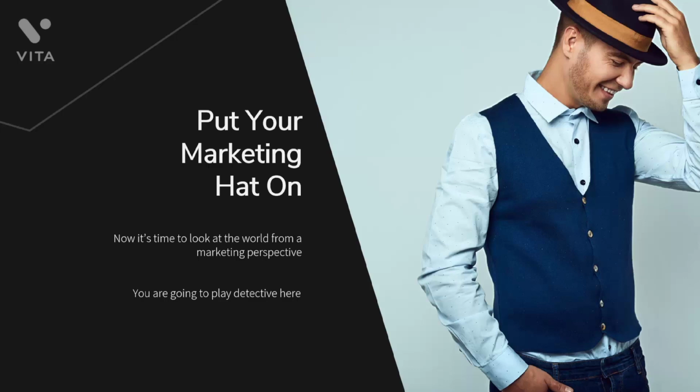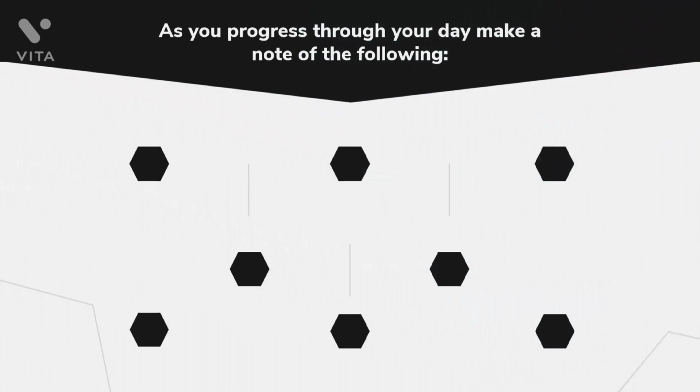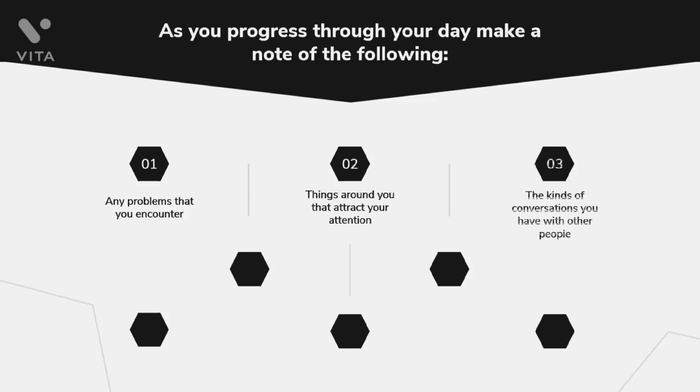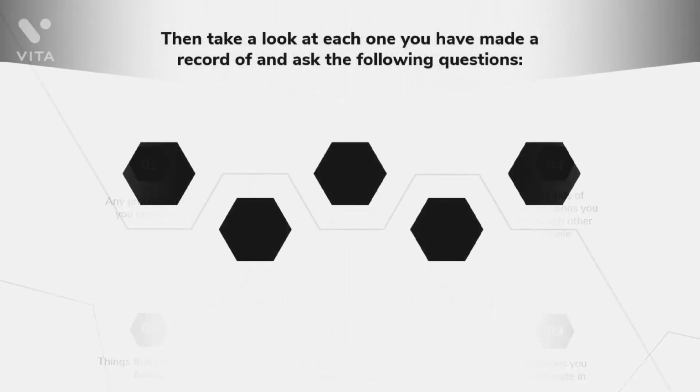It is best to start doing this at the beginning of a new day. As you progress through your day, make a note of the following: any problems that you encounter, things around you that attract your attention, the kinds of conversations you have with other people, what was on TV that appealed to you, the products and services you use, things that make you happy, things that make you angry or sad, activities you participate in. Determine a time to stop recording these things.